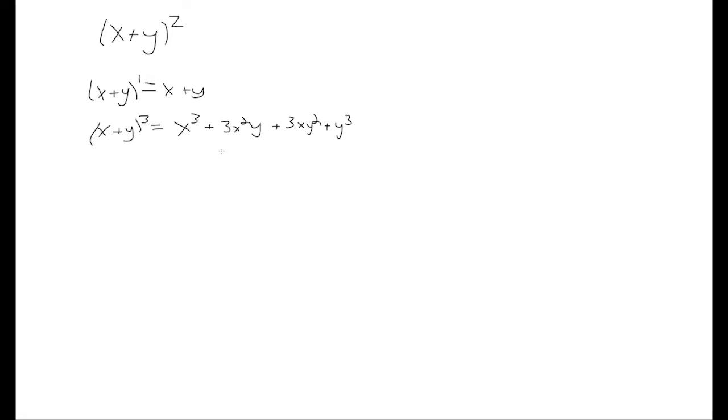Anyways, the coefficients for each of these terms represent the combinations in which x's and y's can be chosen. I explained that in the last video, but I'll just talk about it briefly to recap.